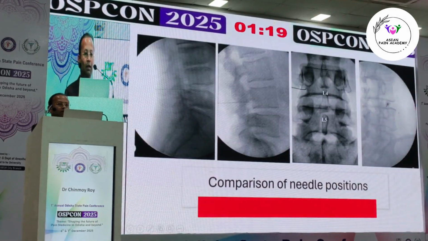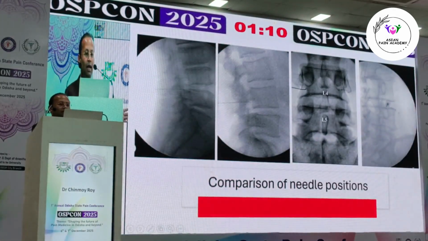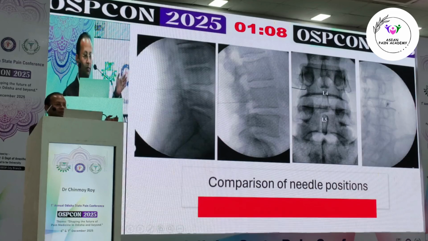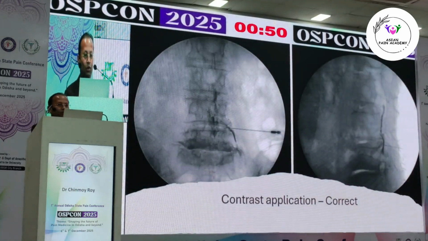Here is a comparison of needle positions. The most left picture is a Kambin's triangle approach in lateral view, and the second picture is the lateral view but in the subpedicular approach. The third picture from the left is the subpedicular approach in AP view, and the fourth picture is of course in the oblique view, but in the lower part, the Kambin's triangle approach. Here, after giving contrast, it looks like this.